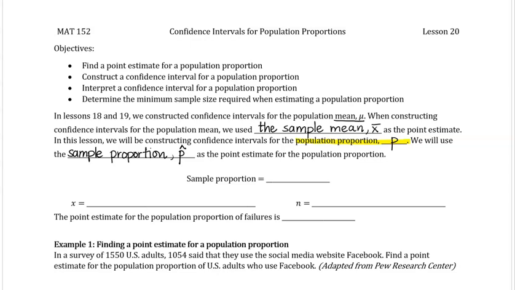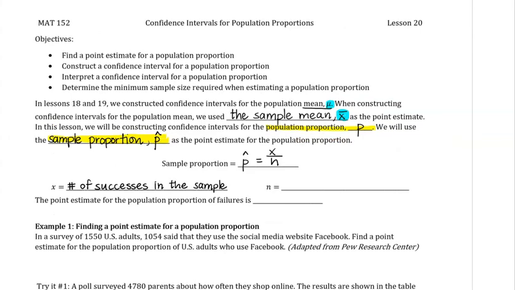And it is very important that we do keep up with the different notation, the same way that it's important to know the difference between x bar and mu. When we were using the formula in the last two lessons, we also have to know the difference between P and P hat. To form the sample proportion, the formula that we use is P hat is equal to x divided by n. And x represents the number of successes in the sample, and n, just as it always has been, is the sample size.